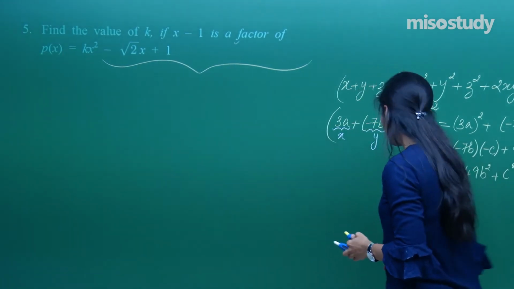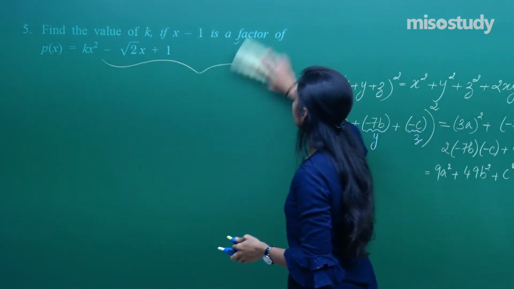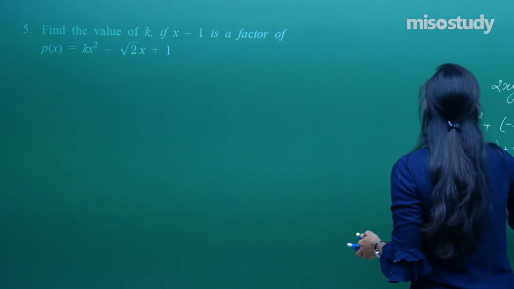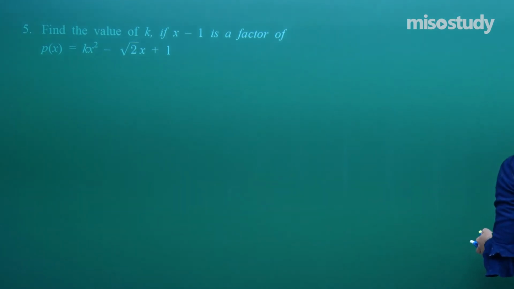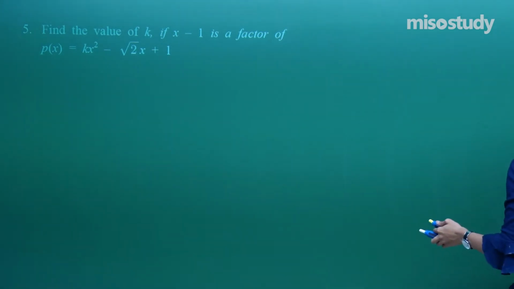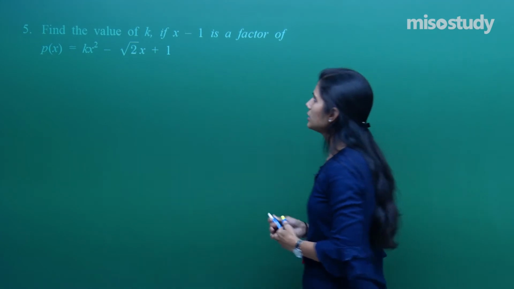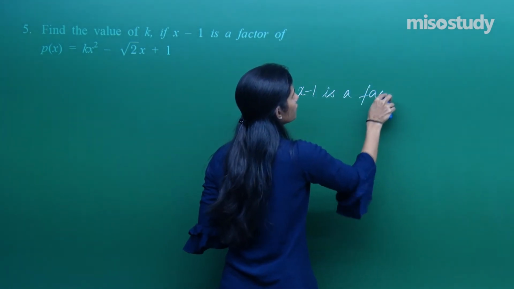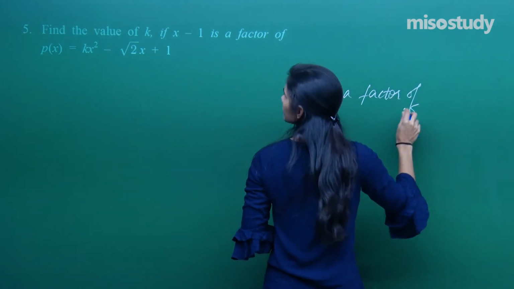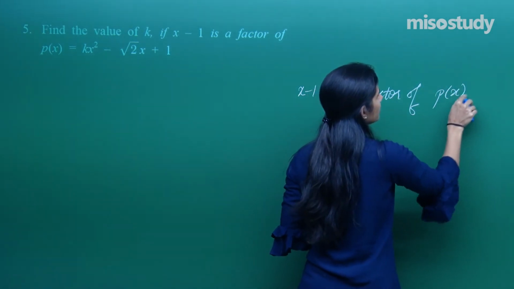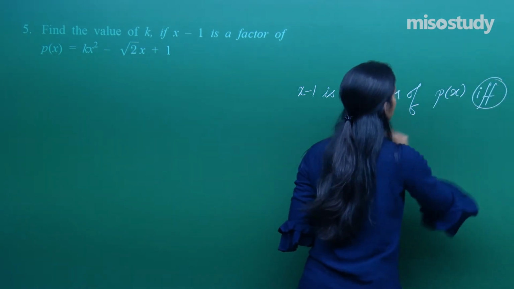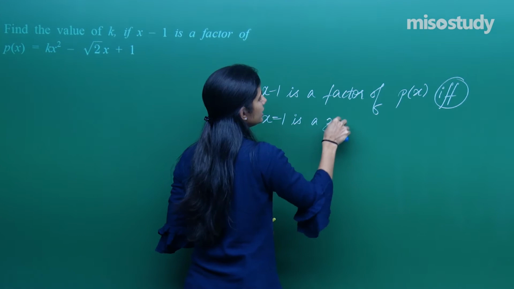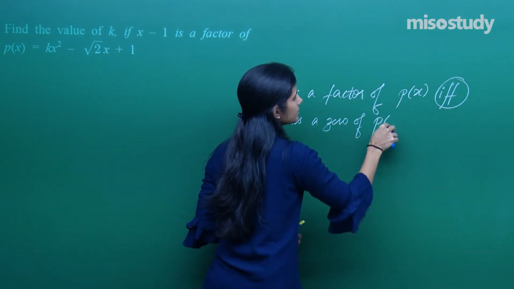We have, find the value of k if x minus 1 is a factor of this polynomial. Try to recall the factor theorem. What did it say? It said that x minus a is a factor of f(x) if and only if a is a 0 of f(x). So x minus 1 is a factor of p(x) if and only if x equals 1 is a 0 of p(x).